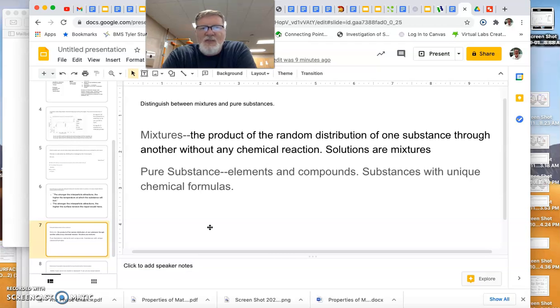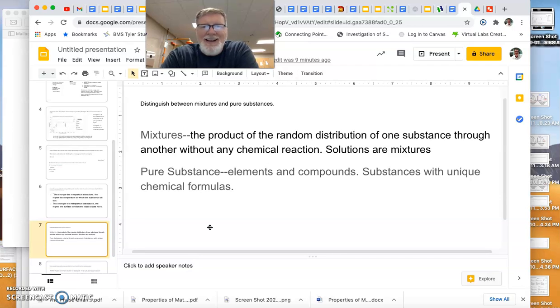Some real simple mixtures could be like trail mix. It has peanuts and M&Ms and cereal, different things in it. That's a macro mixture. A micro mixture might be salt water. It has salt dissolved in water. That is still a mixture, and it's a specific kind of mixture called a solution. So things that dissolve into liquids or solvents are called solutions, and those are mixtures.